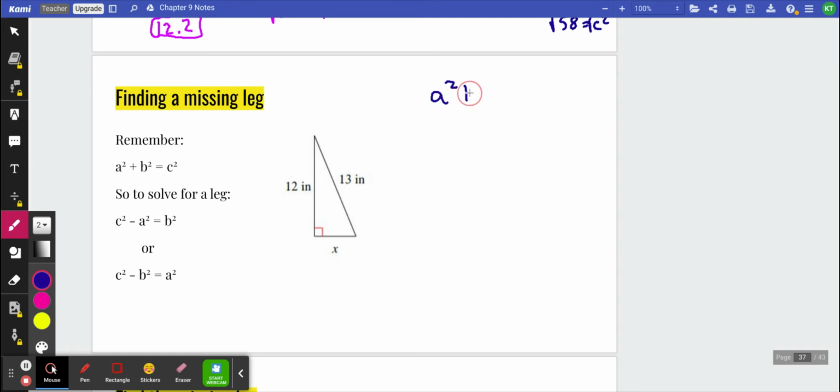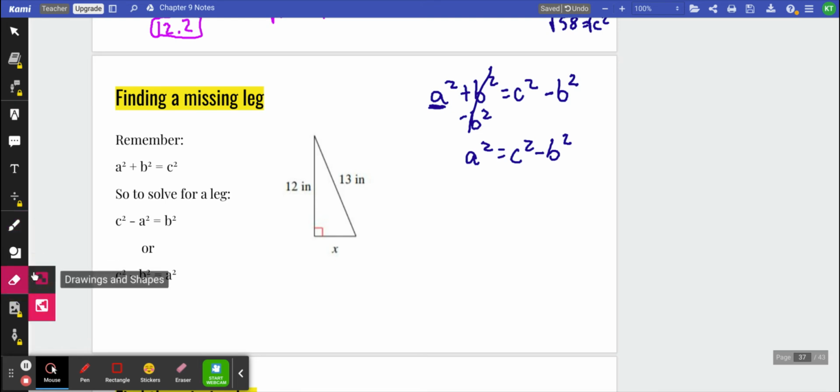So if I have a squared plus b squared equals c squared, and I want to solve for a, I could plug the values in, and I'll show you both ways, and you can decide. But if I want to solve for a, I would have to subtract b squared from both sides. And so I'd end up with a squared equals c squared minus b squared. So using Pythagorean's theorem to find a leg, we take the hypotenuse squared, subtract the leg squared, and we get the other missing leg. So let me show you this example here.